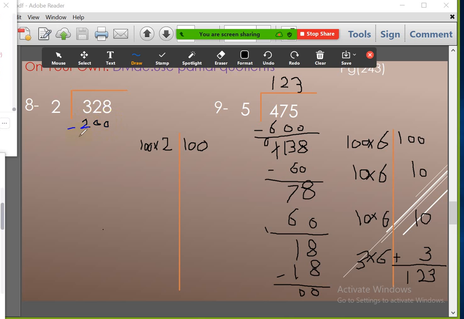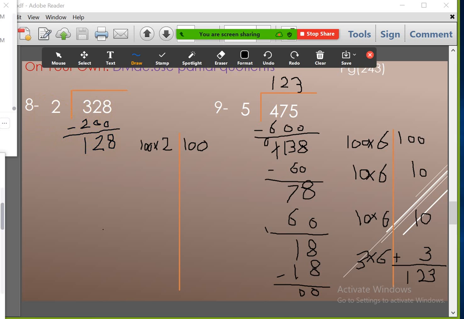8 minus 0 equals 8. 2 minus 0 equals 2. 3 minus 2 equals 1. The number left with me is 128. Can I divide it on 2? Yes, I can, because it's greater than the divisor.